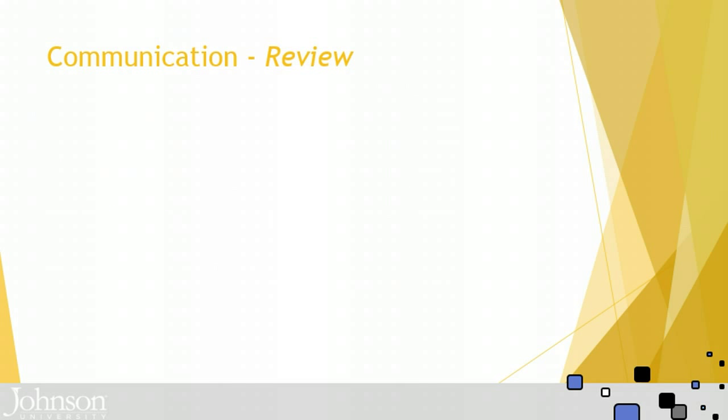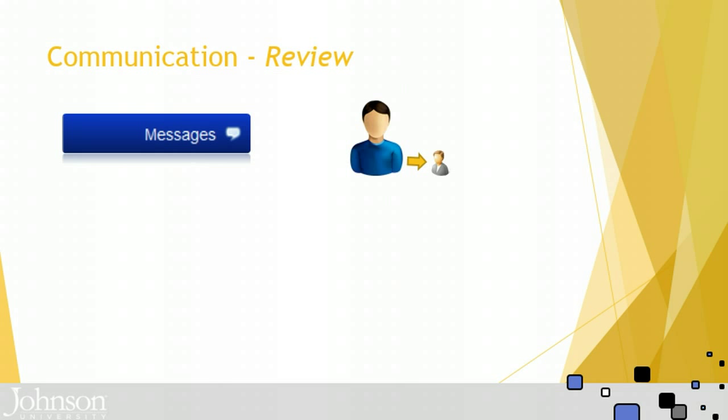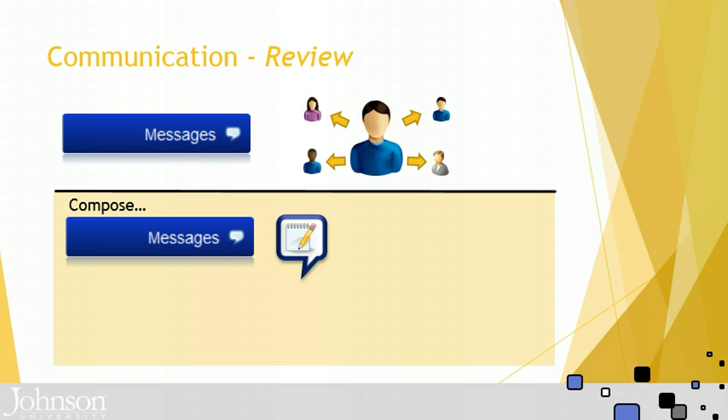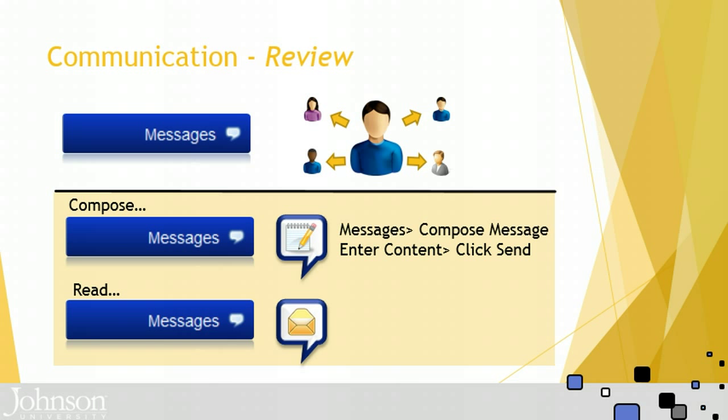So to review, use Messages for all course communications with instructors and/or other classmates. To compose a message, click Messages in the left-hand course navigation area. Select Compose Message, specify the recipients, subject, and message content, and then click the Send button. To read message content, access the Message Center notification areas or go directly to Messages Received for the course in question. You may also access message content in your Johnson University email mailbox.